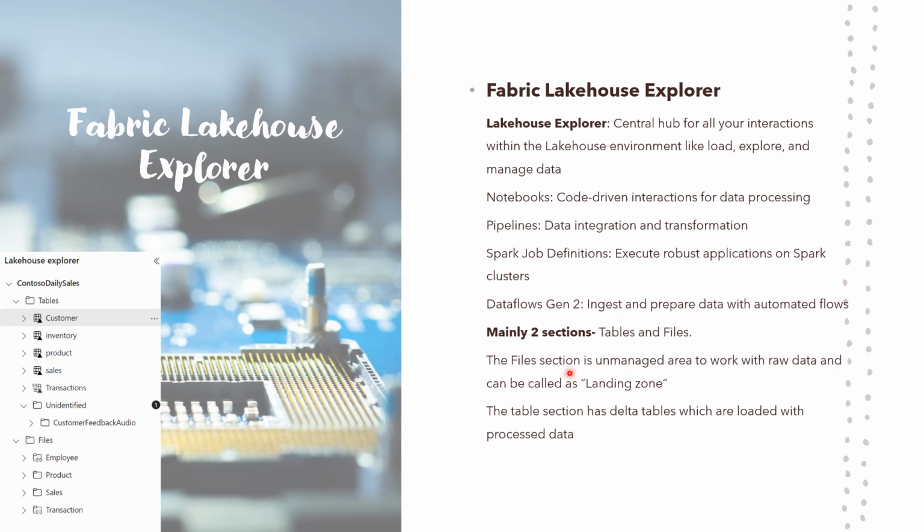As I have told you, there are mainly two sections, tables and files. The files section is an unmanaged area to work with raw data and can be called a landing zone. If we compare with ETL, in ETL first we create a landing zone using staging tables and so on. Similarly, here the files section is known as the landing zone, where raw data is stored directly from streaming sources.